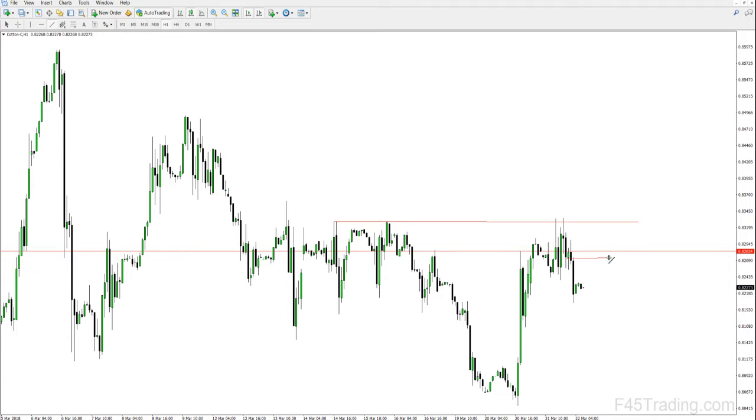I would say no more than this. If price goes higher than that, I'm not interested in the trade at all. Because price can wick up, obviously, but if I get a closure above this candle here, forget it. I'm not interested because they're going to take price higher.